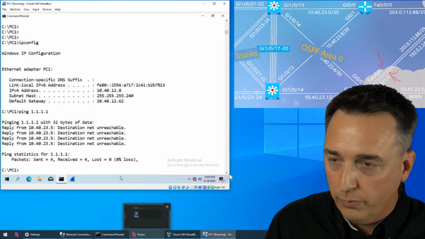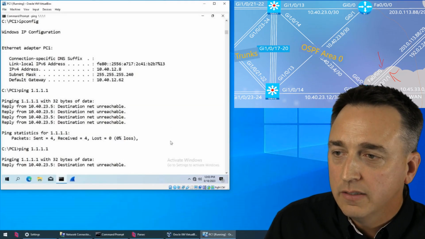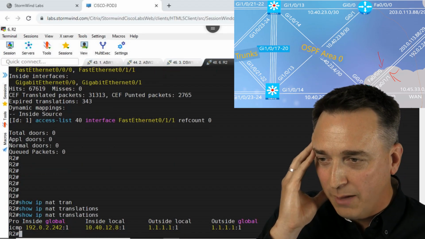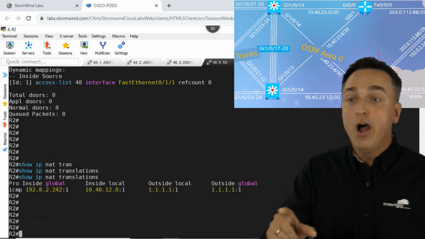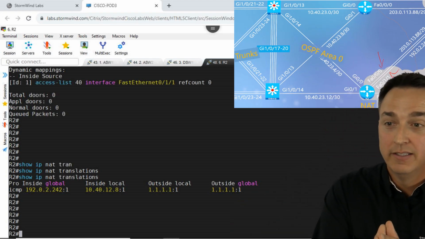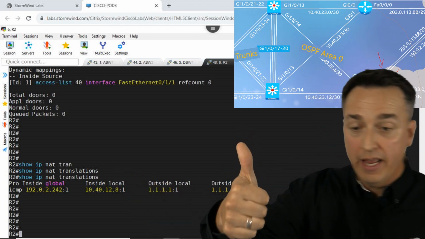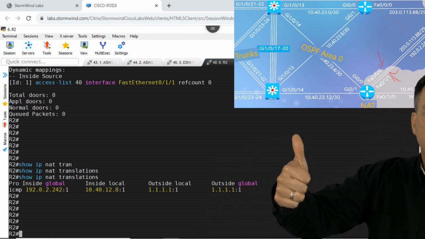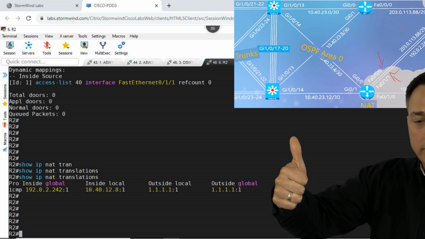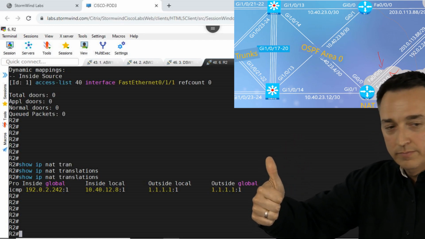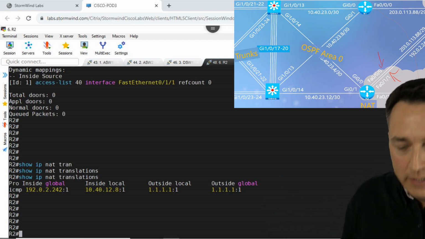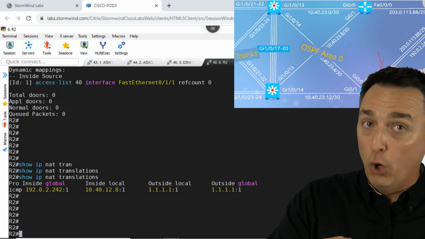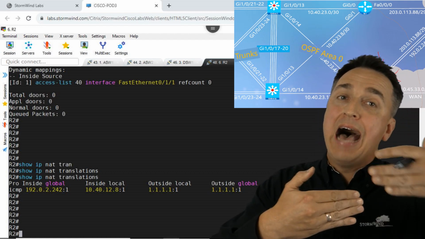All right. Let's issue a ping. Oh, still not working. Has a translation happened? Yes. Okay, wait. A translation has happened for that PC. That's a good sign. So, folks, if the translation is happening, that means routing has worked because NAT happens after routing.